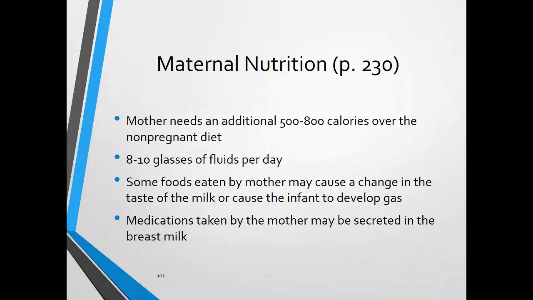For maternal nutrition, mothers actually need to consume more calories when breastfeeding than when they were pregnant. They should also make sure they're having an adequate amount of fluid. And note that some medications taken by the mother may be secreted in the breast milk. So it's important for the patient to always refer to their healthcare provider or pediatrician, whoever they need to go to, on what medications can be taken.